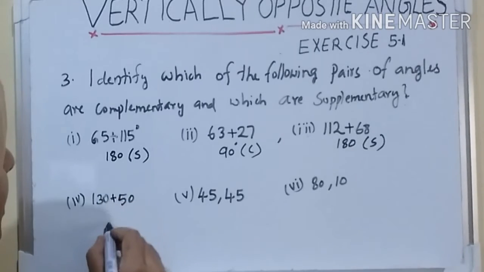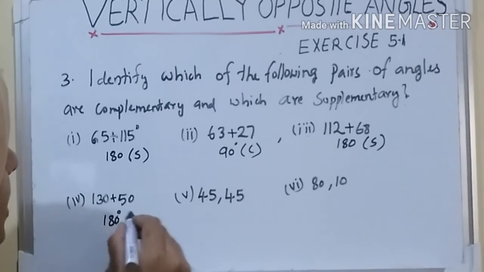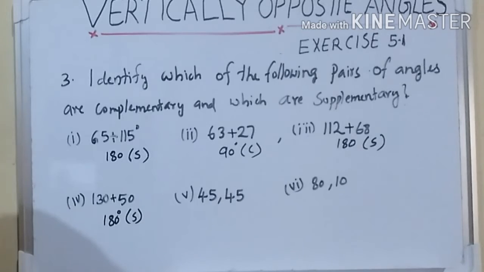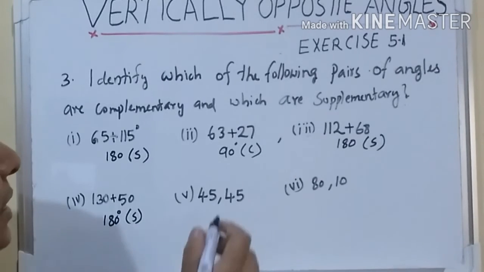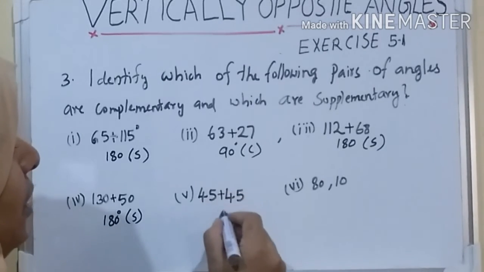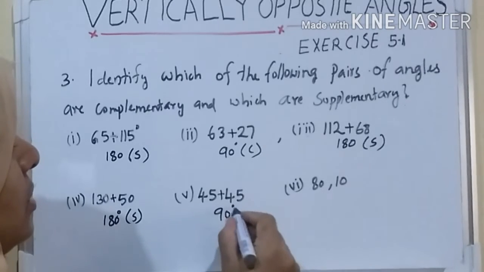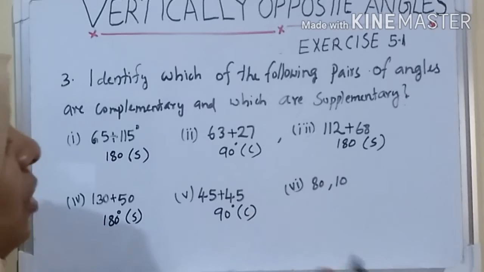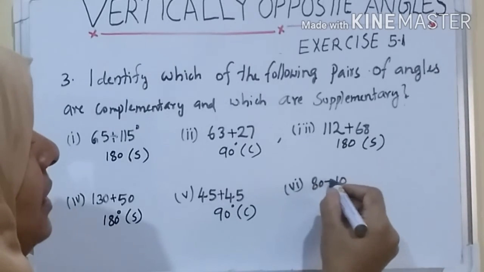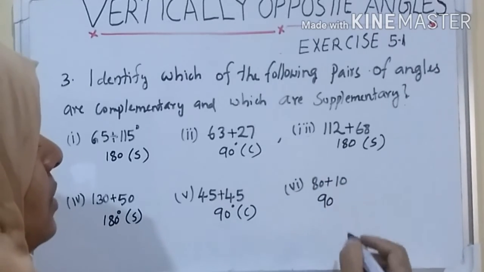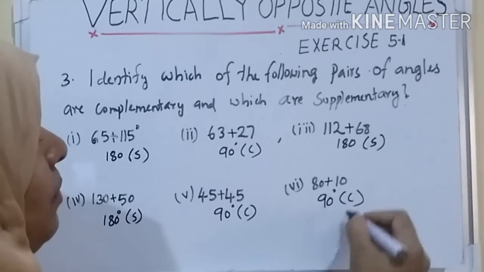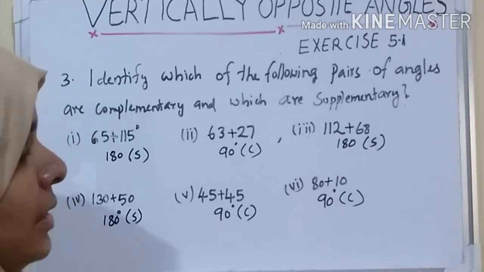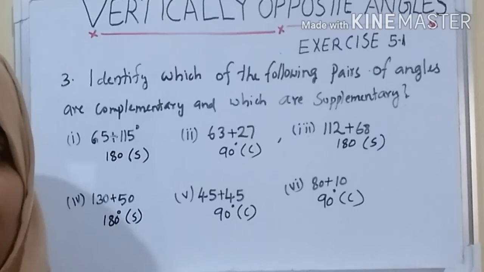130 plus 50 degrees equal to 180. So this is the supplementary angles. These two pairs are supplementary. 45 plus 45 equal to 90 degrees. So this is the complementary angles. These two pairs are complementary. 80 plus 10 equal to 90 degrees. So this is the complementary angles. These are the answers. Okay.